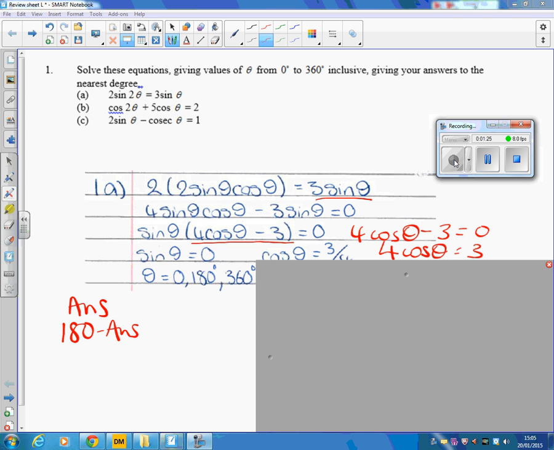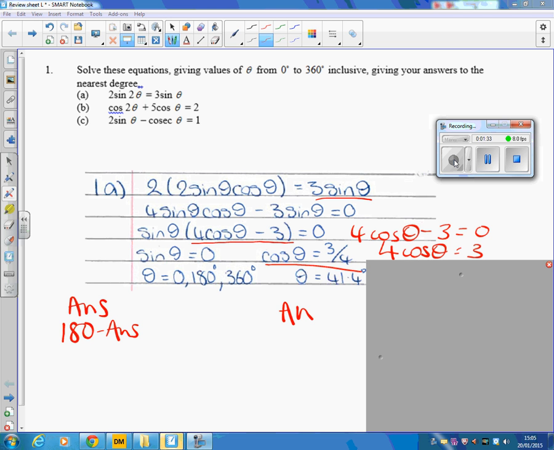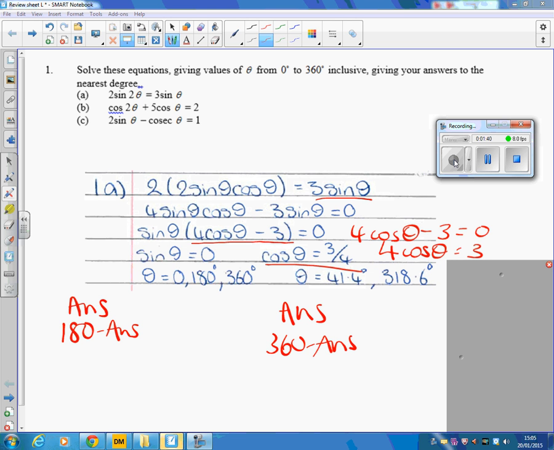And the other one then, doing theta equals cos minus 1 of 3/4, that gives us 41.4. Because the rule is if you've got your answer, you're doing 360 minus your answer, which gives us 318.6, and we're done with part A. So on to part B.